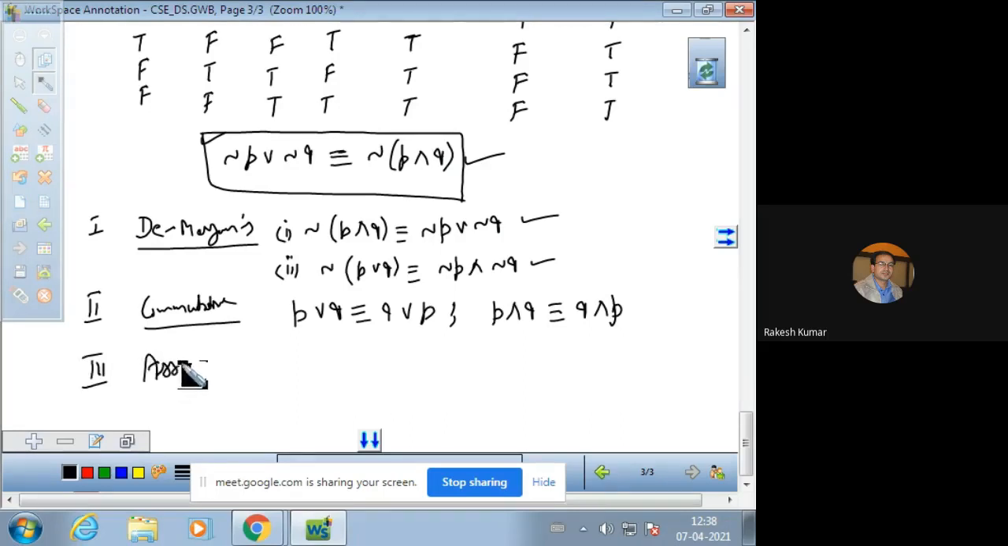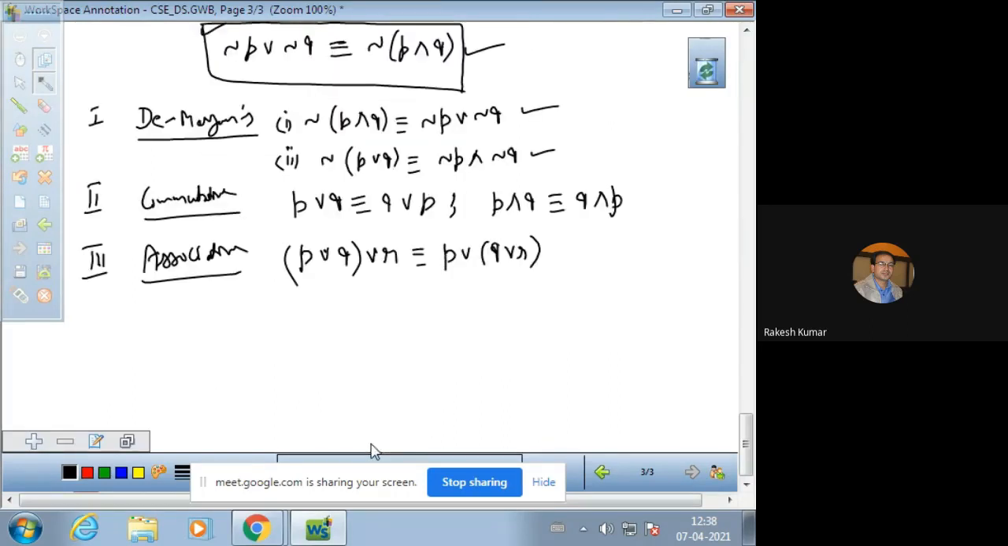The third one is associative property. You all have to verify these properties. Associative property is P disjunction Q disjunction R is equivalent to P disjunction Q disjunction R, with the grouping changed. And the second one is P conjunction Q conjunction R, that is equivalent to P conjunction Q conjunction R, again with the grouping changed. This is the second associative property.